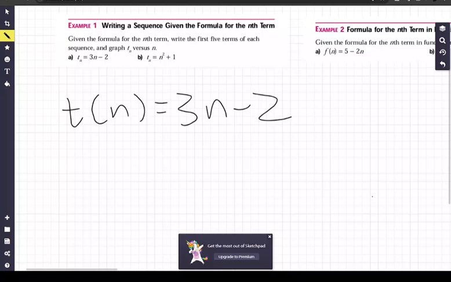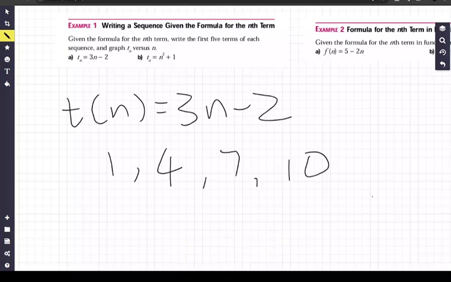Let's find the first terms. If n equals 1, we have 1. If n equals 2, we have 6 minus 2, giving us 4. If n equals 3, we have 9 minus 2, 7. If n equals 4, we have 12 minus 2, which is 10. We want the first 5, so let's write one more: 3 times 5 is 15 minus 2, that's 13. You can see you add 3 each time.